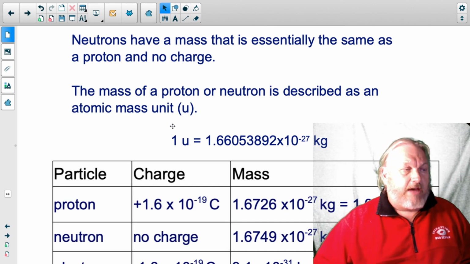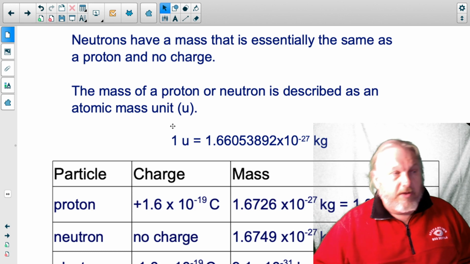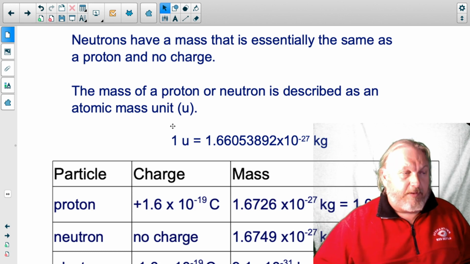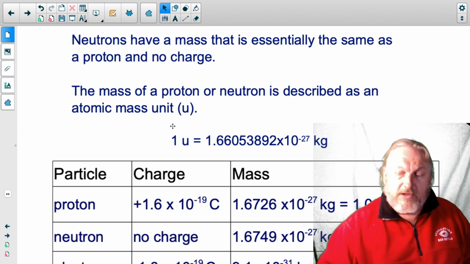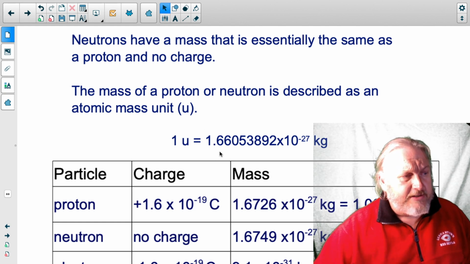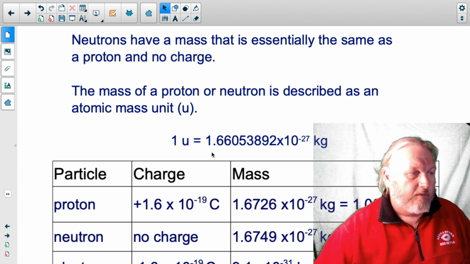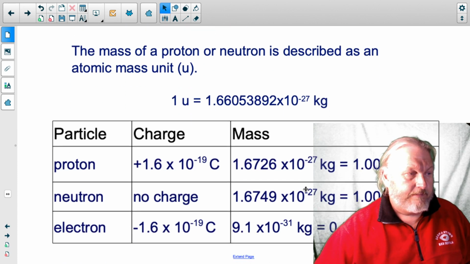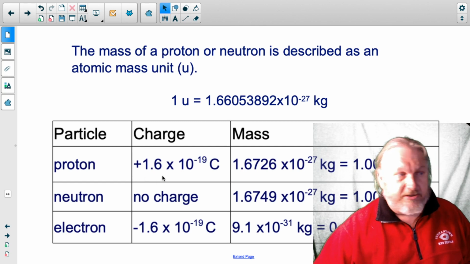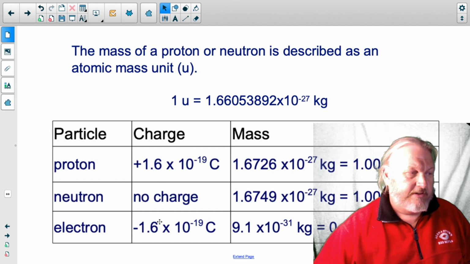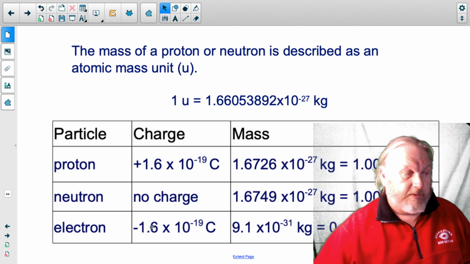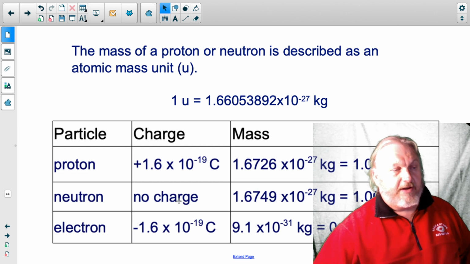So we use atomic mass units, or U, to describe the mass of a proton or a neutron. So 1 AMU is equal to 1.66 times 10 to the minus 27th kilogram. So a proton has a charge of plus 1.6 times 10 to the minus 19th coulombs. The electron is minus 1.6 times 10 to the minus 19th coulombs. No charge for the neutron.